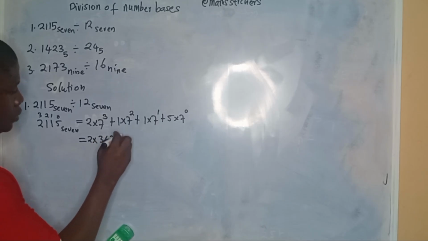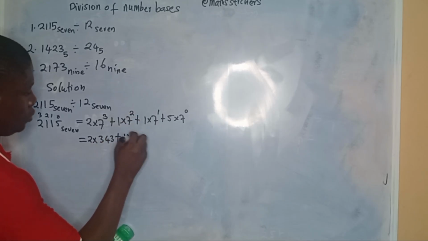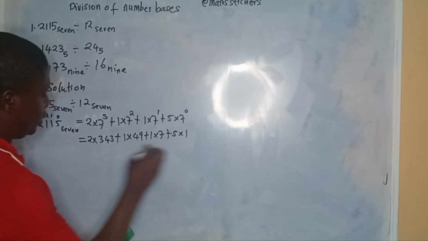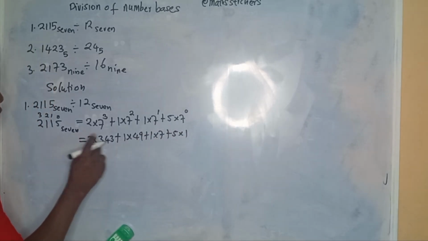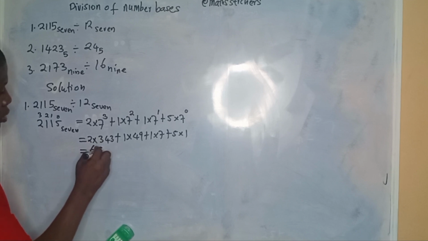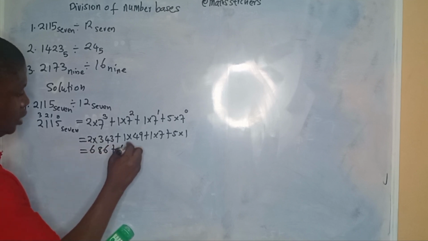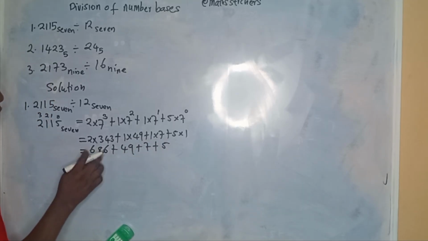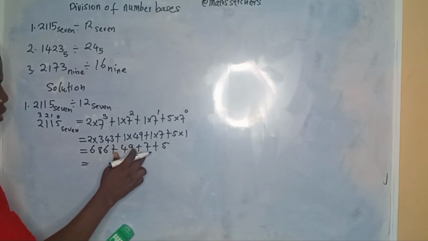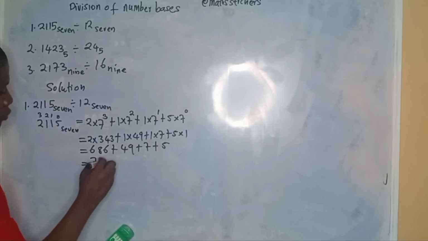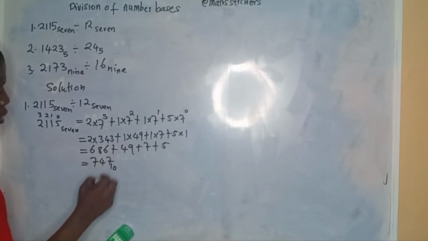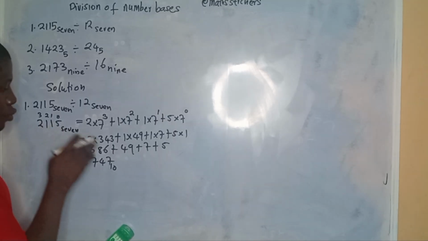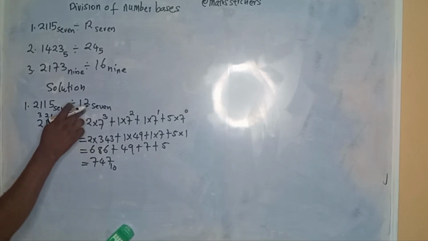343 plus 1 times 7 raised to the power of 2 is 49 plus 1 times 7 plus 5 times 1. And this will give us 686 plus 49 plus 7 plus 5. So when we add 686 plus 49 plus 7 plus 5, it will give us 747. This is in base 10. So we have succeeded in converting 2115 in base 7 to base 10. So let's convert the second number to base 10.